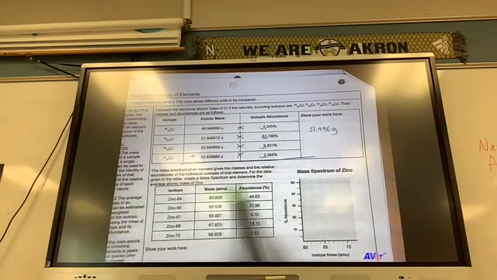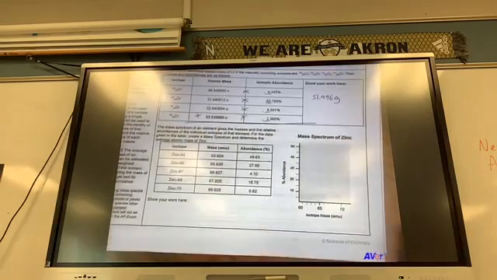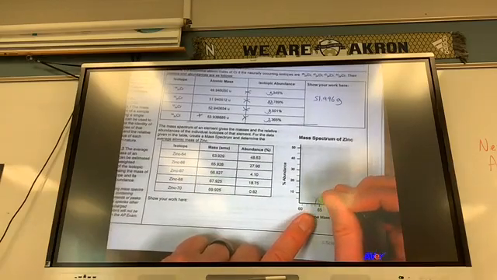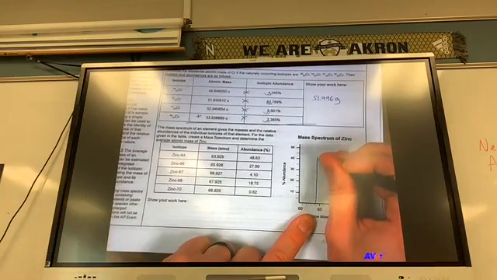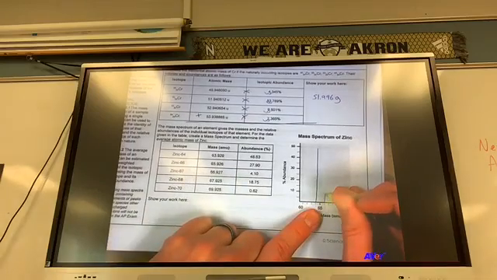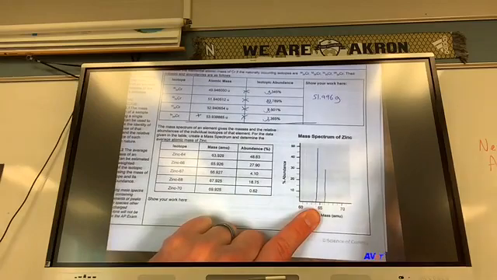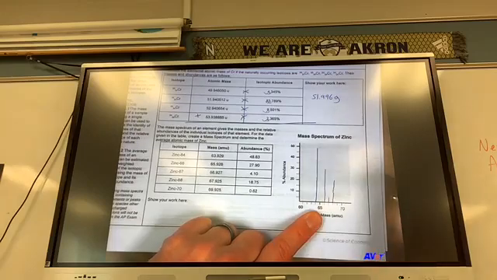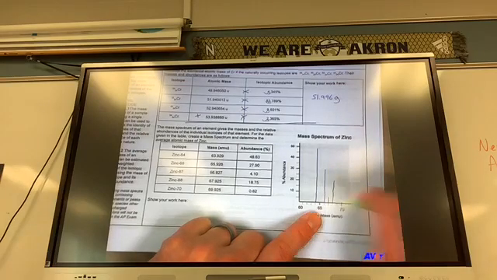Okay, mass spectrum of an element. For the data given, create a mass spectrum and determine the average atomic mass of zinc. Do you guys remember doing these little graphs? So, zinc 64. So here'd be zinc 64. It's going to go up to something like that, right? Zinc 66 is going to go up to something like that. Zinc 67 is 4%. It's like that. Zinc 68 is like 18%, something like that. And then zinc 70 is like that.